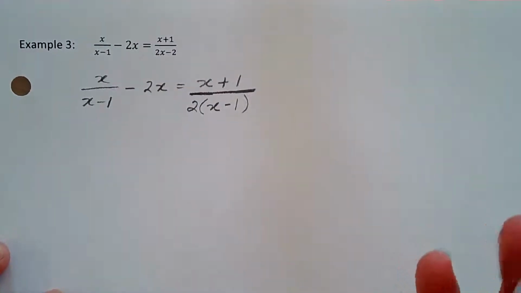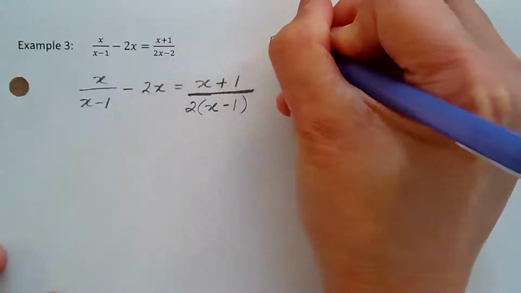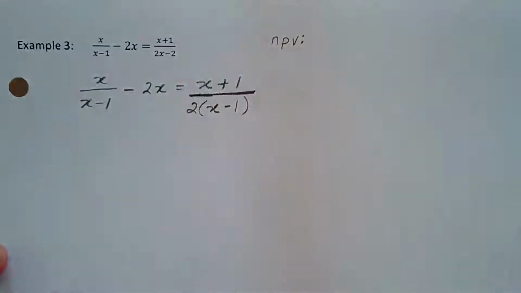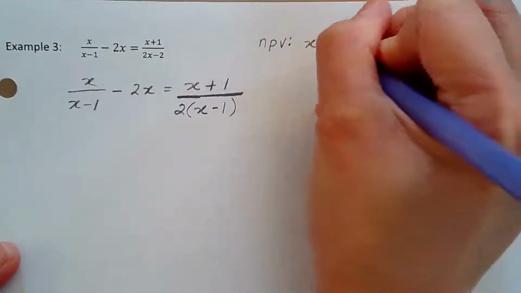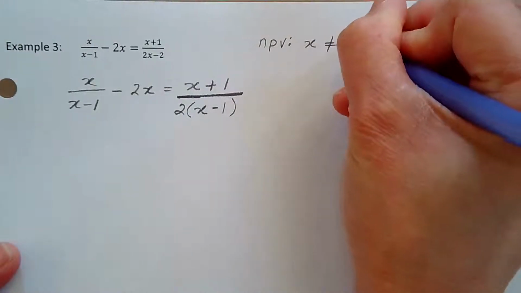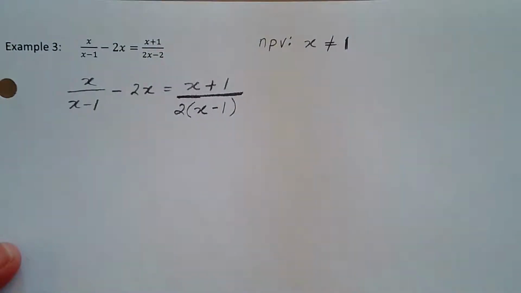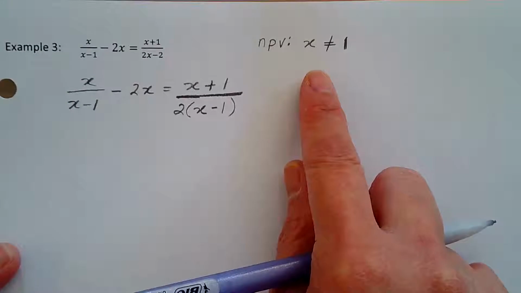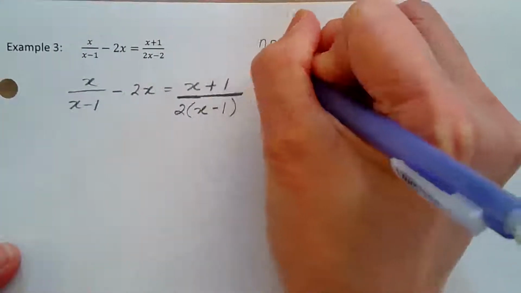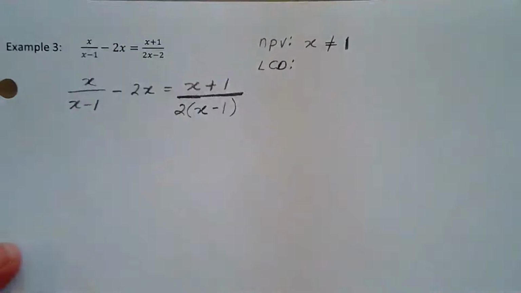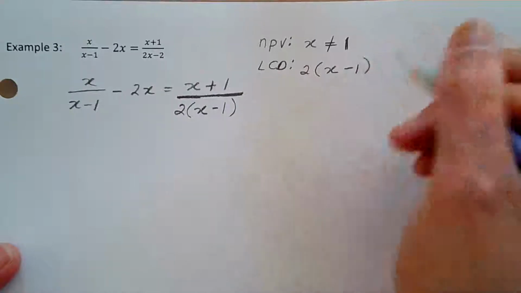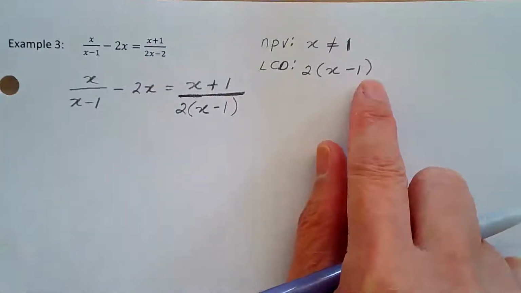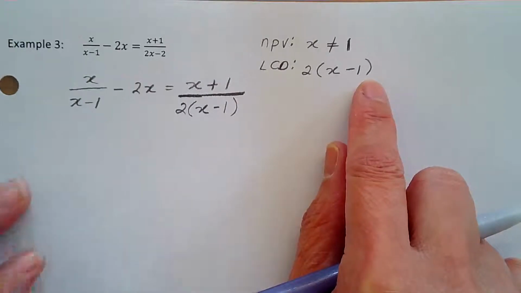Now, question is, what's a non-permissible value? X cannot equal 1. Okay. Anything else? That's it, right? Okay, good. That's a non-permissible value. What's the lowest common denominator? 2 times x minus 1. I want to keep it as factored form, okay, so that it's easy to cancel later.